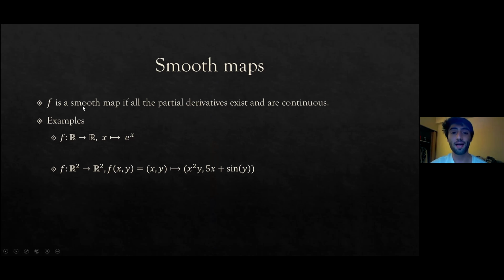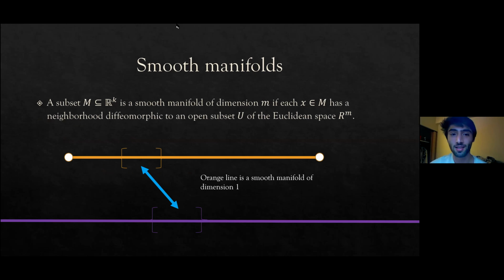All right, so a smooth map is just a map where all the partial derivatives exist and they're continuous. The easy examples are polynomials or the exponential function. So this is just an example: you have x squared y, 5x plus sine y. This is another smooth map. Not super interesting yet, but it'll come up later.